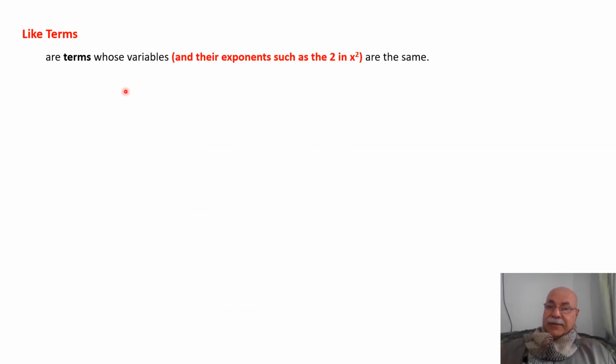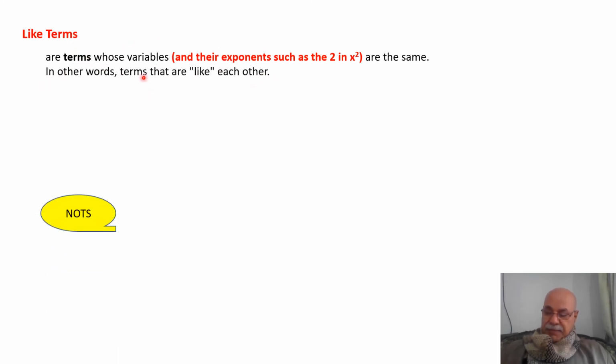Like terms: in order to know our like terms, we choose the variable and their exponent, each has a 2 in the x squared, the same. Here the meaning is the process of opening the brackets, with each having the 2 in the x squared. We see this, and this is an example. In other words, terms that are like each other. Now we will apply this explanation, this rule of like terms, to the examples here.